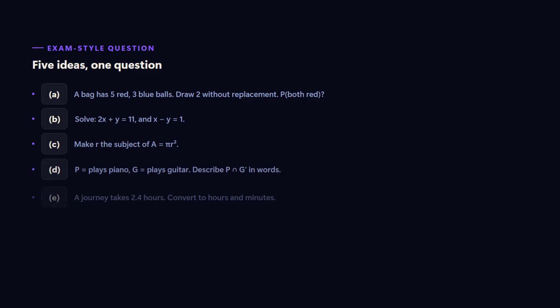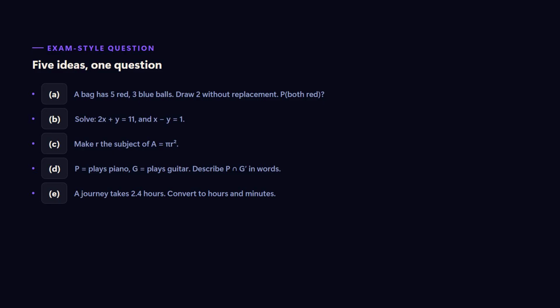Now, a full exam-style question tying together everything in this lesson. Part A. A bag contains 5 red balls and 3 blue balls. 2 balls are drawn at random, without replacement. Calculate the probability that both balls are red. Part B. Solve the simultaneous equations. 2x plus y equals 11 and x minus y equals 1. Part C. Make r the subject of the formula A equals pi r squared.